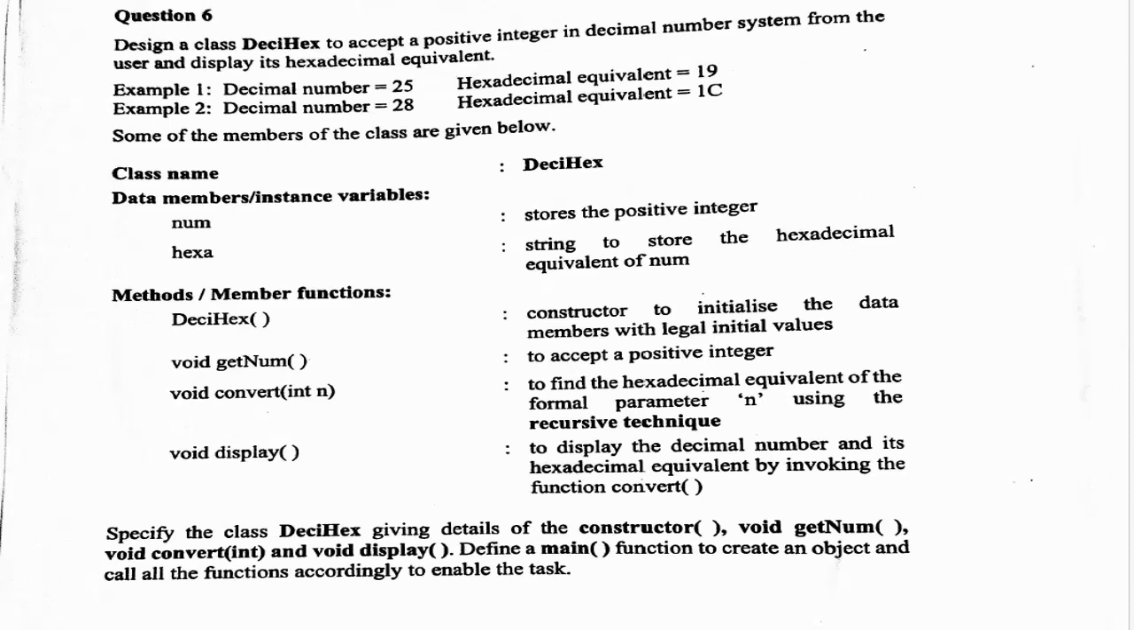Hey guys, so today we are going to solve question number 6 of the ISC 2024 Computer Science paper. The question says design a class DeciHex, which will convert a decimal number to its hexadecimal equivalent. The details are given here. So let's go to BlueJ and try to code it.